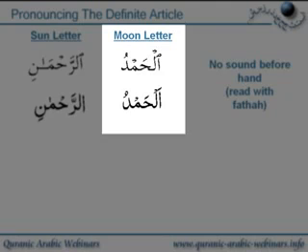So the rule is, with the definite article, there's no sound before it, you read the Hamza-Tul-Wasl as if it's got a fatha on it. So this will be Al-Hamdu. And notice there is a sukoon on the lam, because the ha here is a moon letter. It's not carrying a shadda.